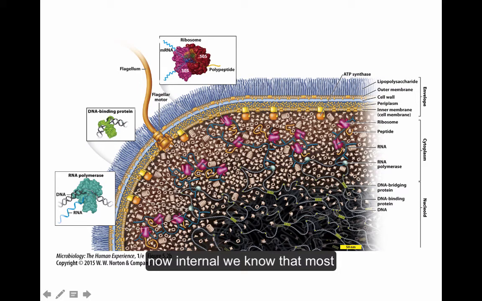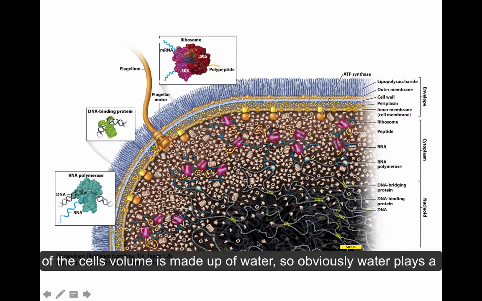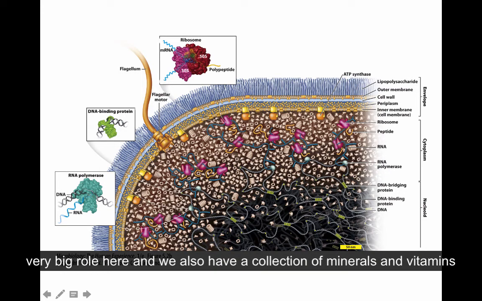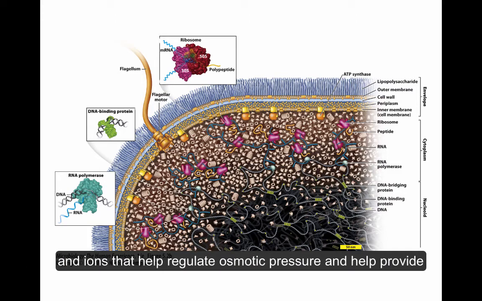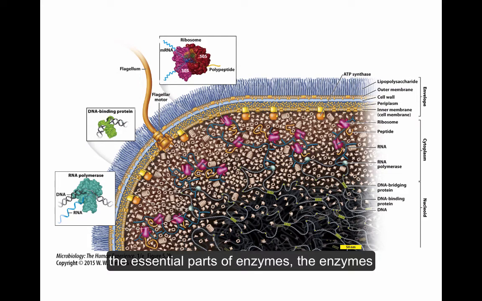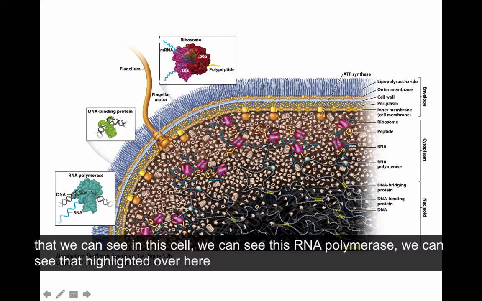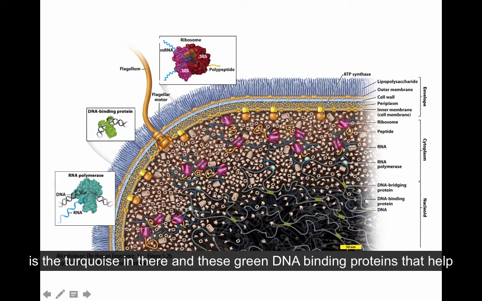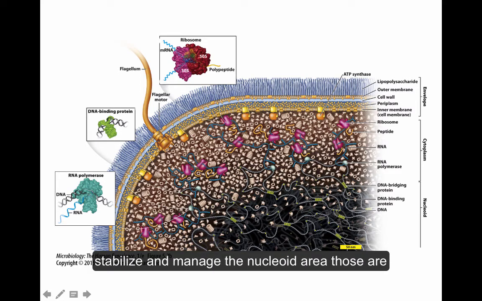Now, internal to the cell, we know that most of the cell's volume is made up of water, so water obviously plays a very big role here. We also have a collection of minerals and vitamins and ions that help regulate osmotic pressure and help provide the essential parts of enzymes. Among the enzymes that we can see in the cell, we see RNA polymerase. We can see that highlighted over here in turquoise. These green DNA binding proteins help stabilize and manage the nucleoid area. Those are all made of protein.